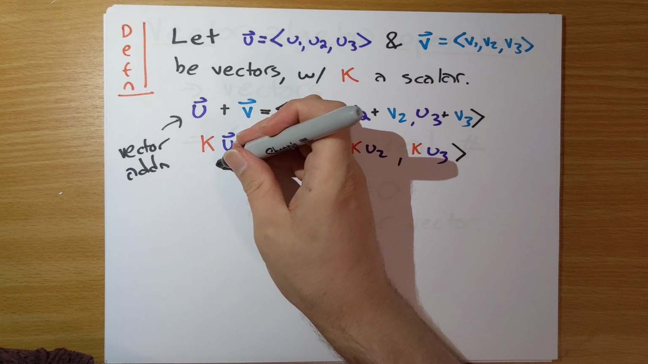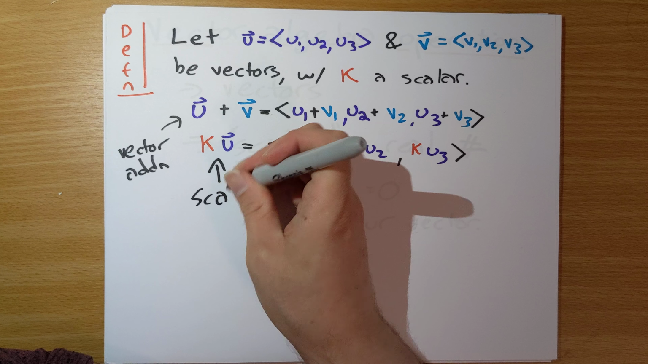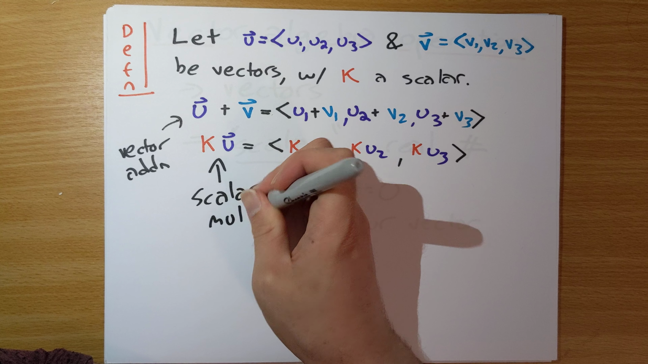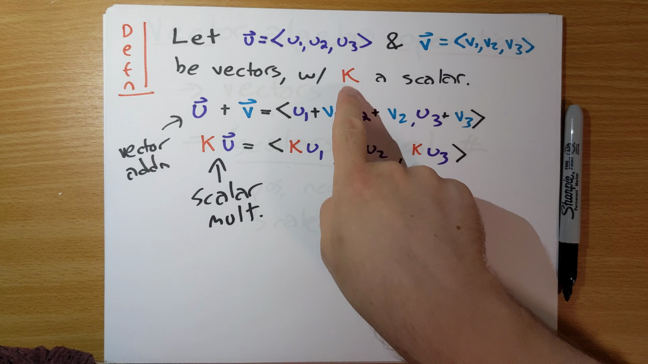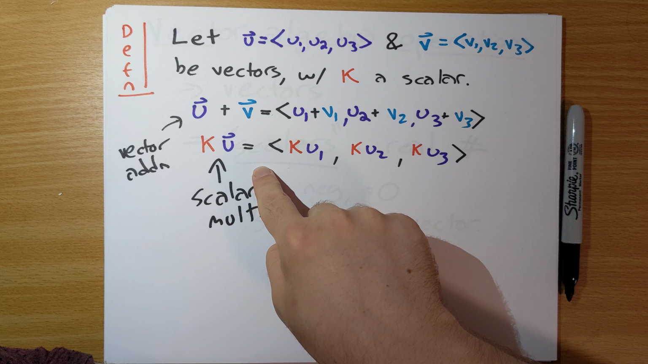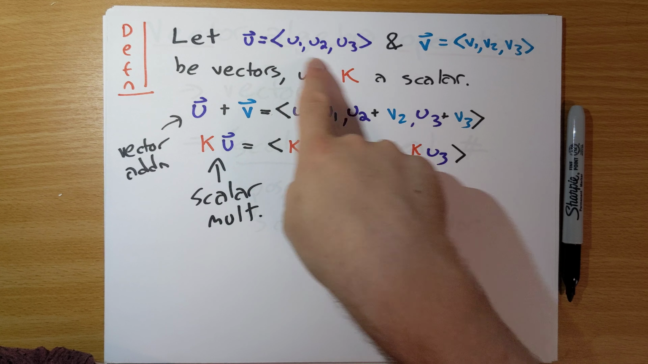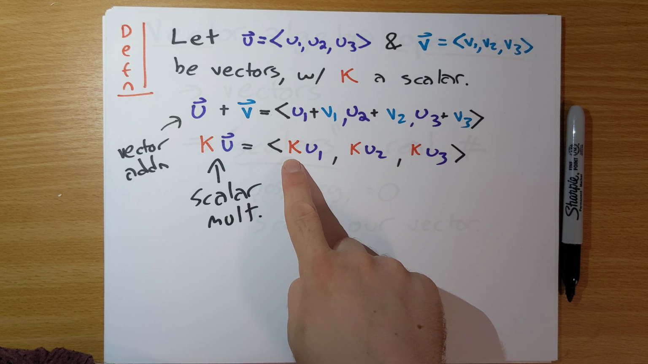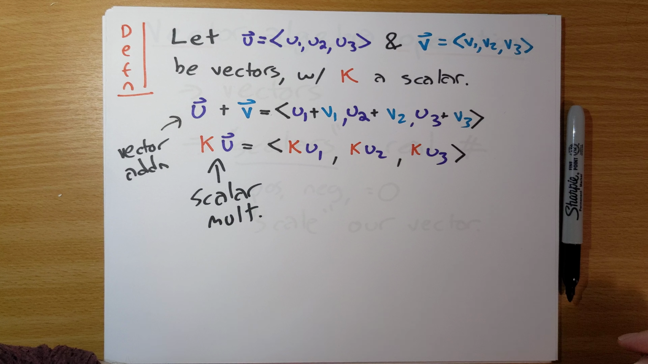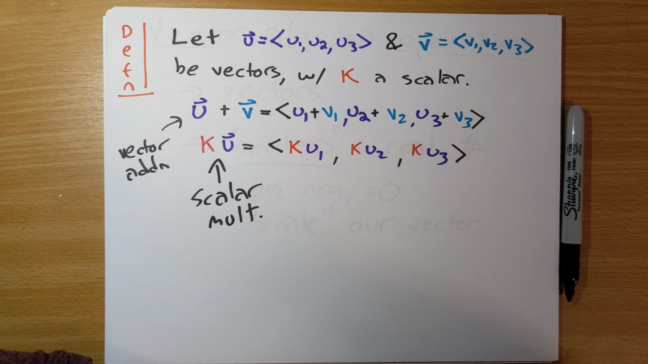And then our second case here is scalar multiplication. We want to multiply k times some vector u. What do we do? We take the entries of u and scale each one of those entries by the scalar k.